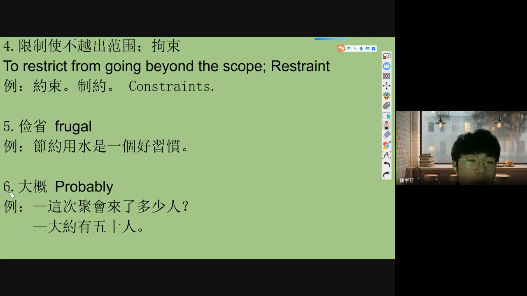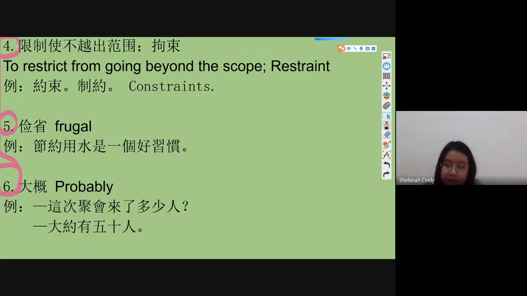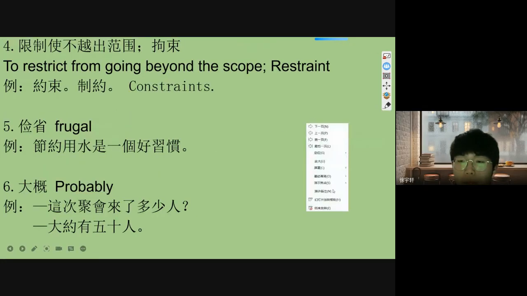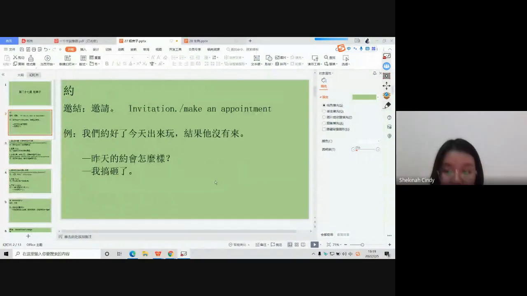Yes. Okay. So the sixth meaning, 约 means 大概, probably. For example, 这次聚会来了多少人？大约有50人, about 50 people, or probably 50 people came. Okay. The translation will be about. So are these three meanings good to understand? Yes. Okay. So can you understand 约 now? Okay.